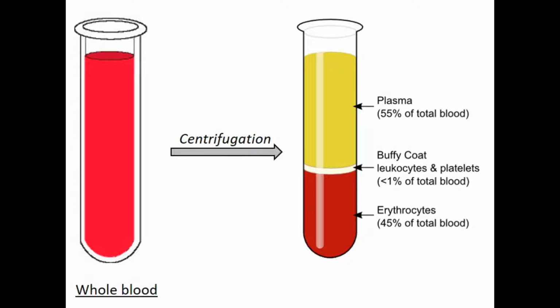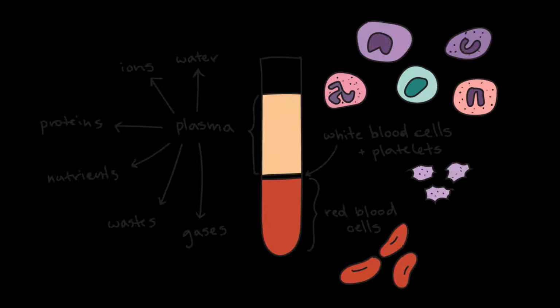Plasma is the liquid part of the blood. It is the material in which we find the formed elements suspended. It also has many other substances dissolved in it. Plasma contains water, about 92 to 95%, and dissolved components, about 5 to 8%.